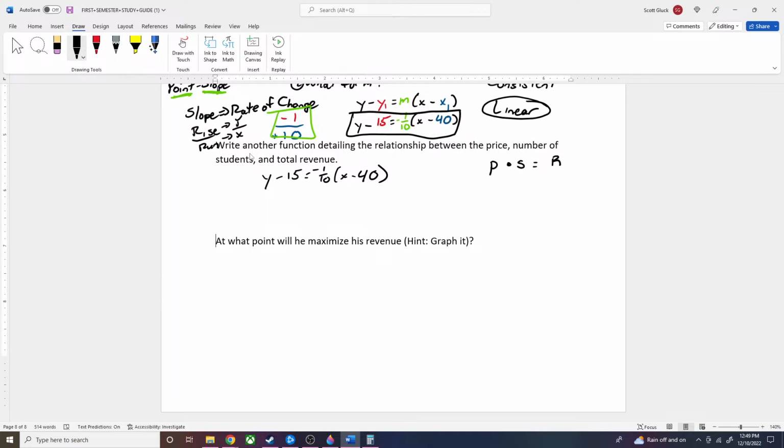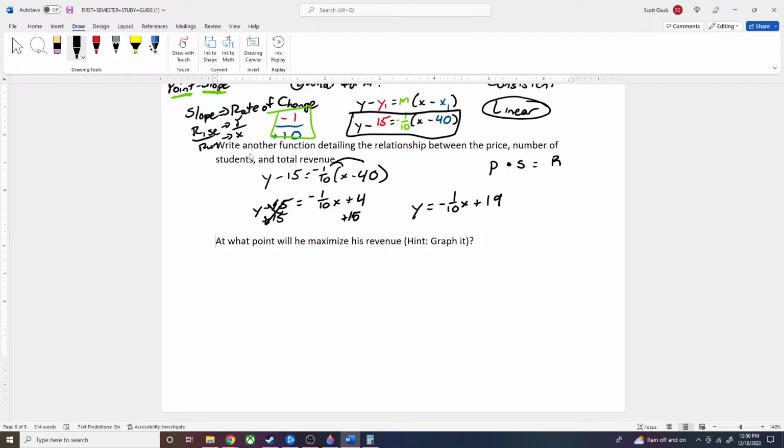Okay, so when we convert this, the first thing we need to do is distribute this -1/10. So this becomes y minus 15, that does not change, equals -1/10x. -1/10 times -40 comes out to +4. We then add 15 to both sides of the equation to get y by itself. That cancels out and leaves us with y equals negative 1 over 10x plus 19.